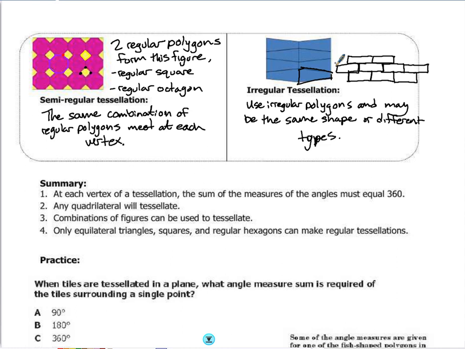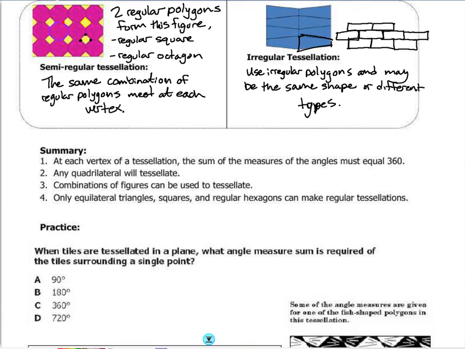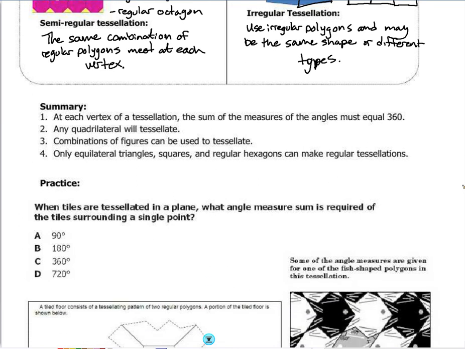So, just as a quick summary of everything that we've talked about here, at each vertex of a tessellation, the sum of the measures of the angles must equal 360 degrees. When the vertices line up exactly at the same vertex points, the interior angles of each of those polygons have to add up to 360, or therefore be divisible by 360. Each quadrilateral will tessellate. So any type of quadrilateral that I have can tessellate. Sometimes it's trapezoids, irregular ones like rectangles, or it can be a square with a regular tessellation.